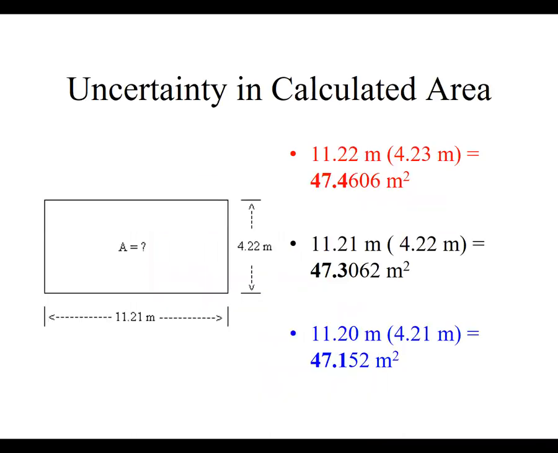And when you do that, what you get in your calculator is shown in the middle in black. So there you see I'm multiplying 11.21 by 4.22. And if I punch this into a scientific calculator, I get 47.3062. Now, the question is, where should I round that off? How many figures are significant in that number?